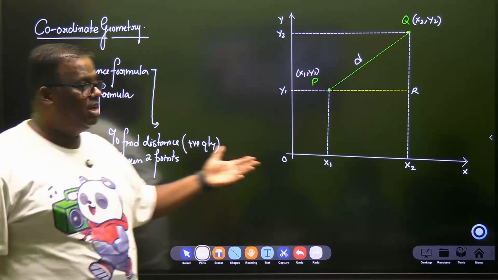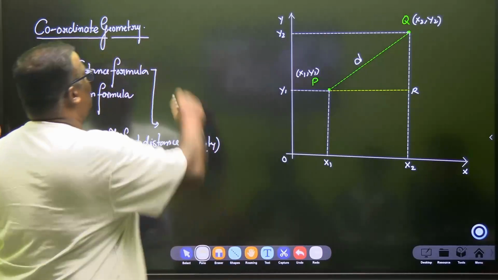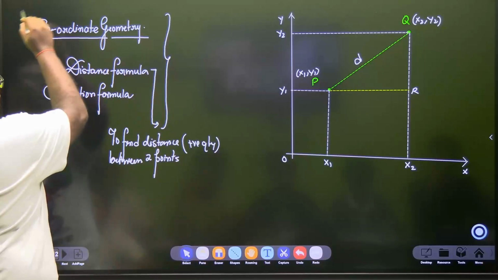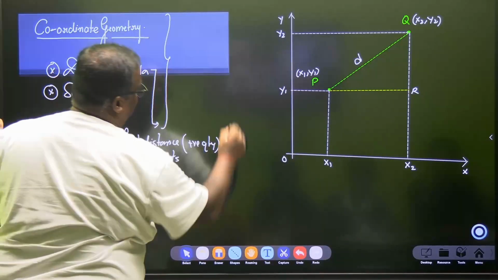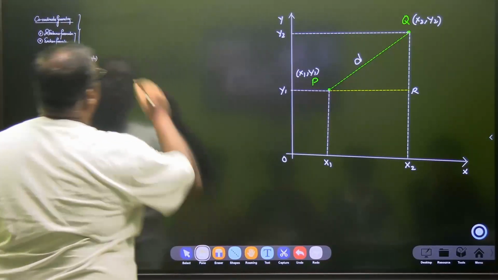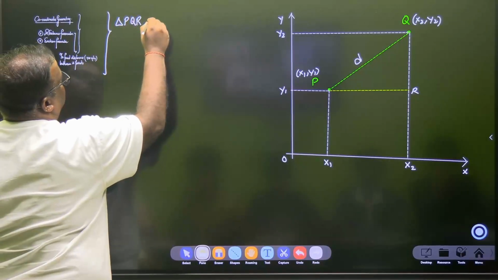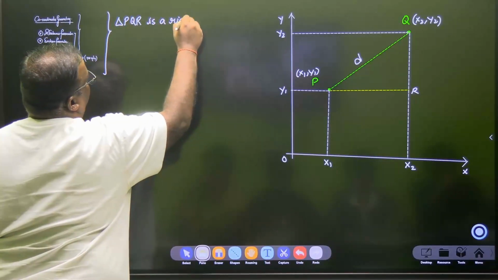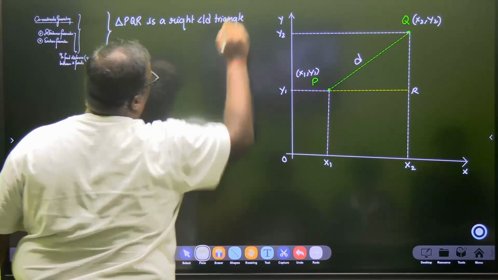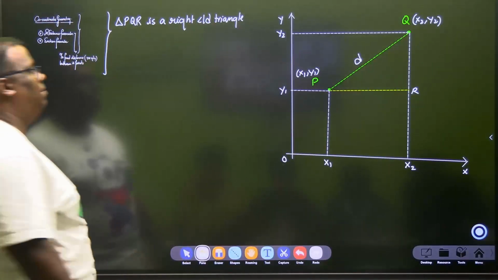Okay, so this is PQR, but pay attention here. PQR is a right angle triangle. Let me make this smaller so that I don't need to change the screen. Fine. So triangle PQR is a right angle triangle, and once it is a right angle triangle, all my job will be to apply Pythagoras theorem.